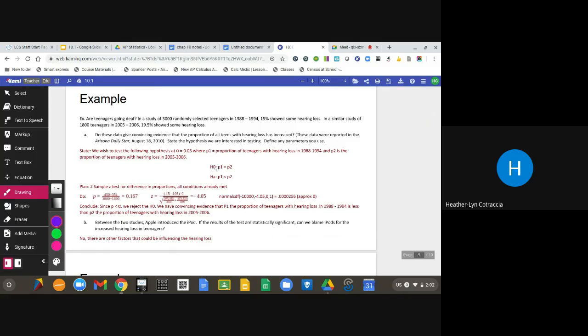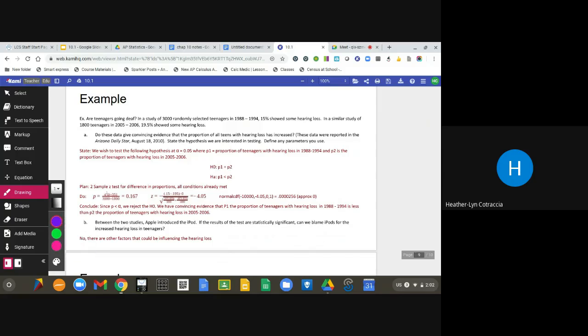So my null is that there's no difference. Remember, null always means no difference. That means the proportion from the first sample would be equal to the proportion from the second sample. Now, what we want to look at here is it says, do these data give convincing evidence that the proportion has increased, which means P2 would be greater than P1. So that's where my alternative comes from. So again, in this state, make sure you've got your alpha level, what your parameters are, so your P1 and your P2, and then what your hypothesis is.